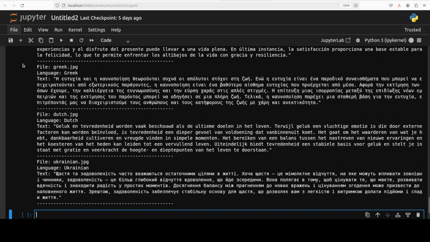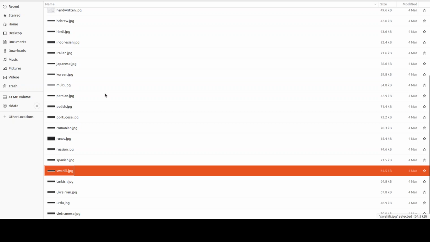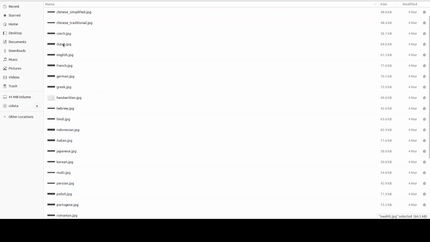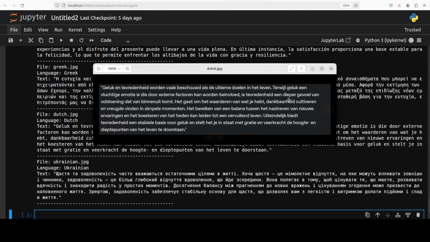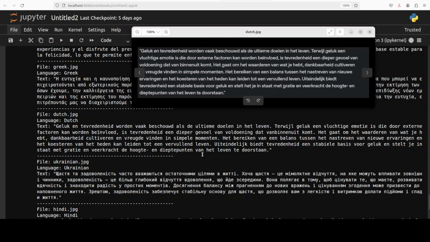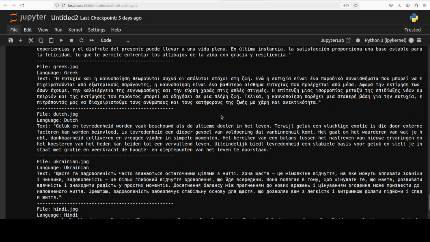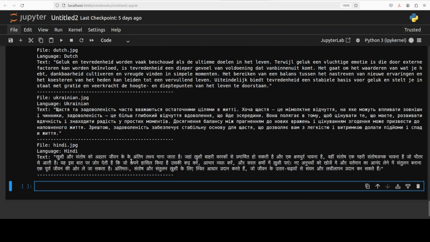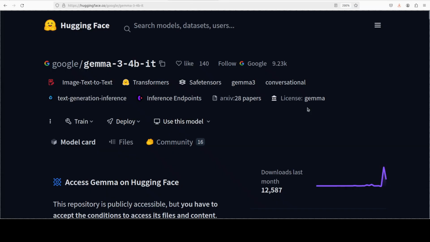Okay, Dutch looks good. Let's check the Dutch, if I could quickly find the Dutch here. There you go. So Dutch, if I quickly compare, yep, looks quite good. Ukrainian, I'm not sure. Hindi looks okay to me, I would say, but I would take your advice on this one. So look, I believe it's a pretty good model for the size. Check it out. Let me know what you think about it.